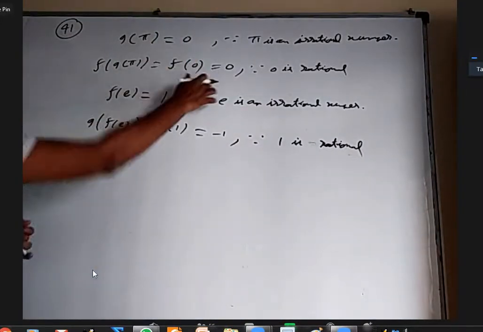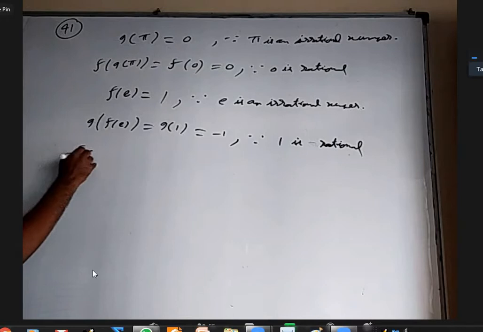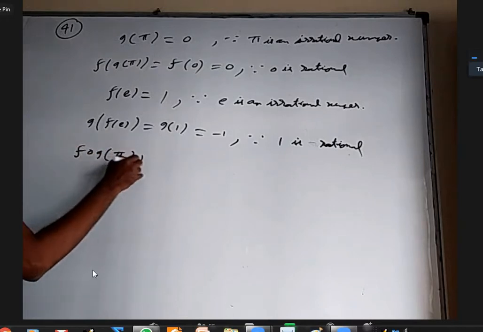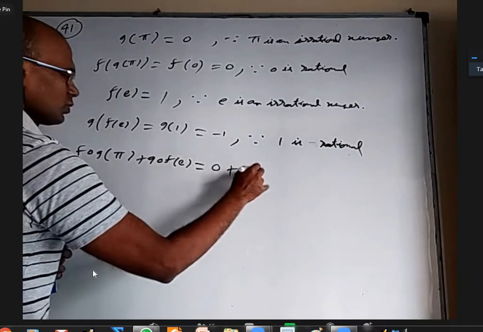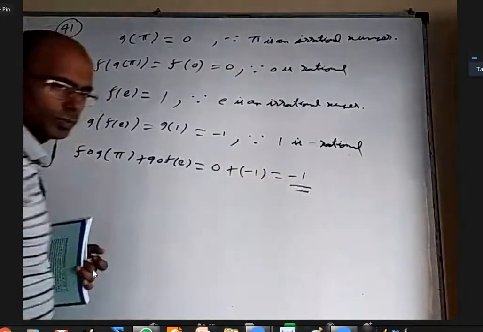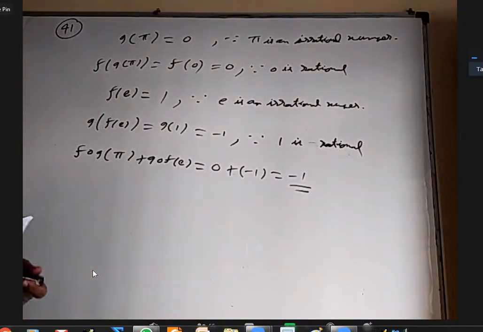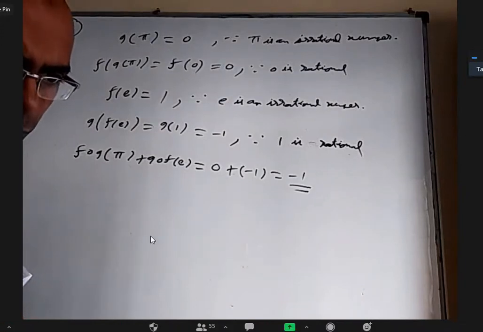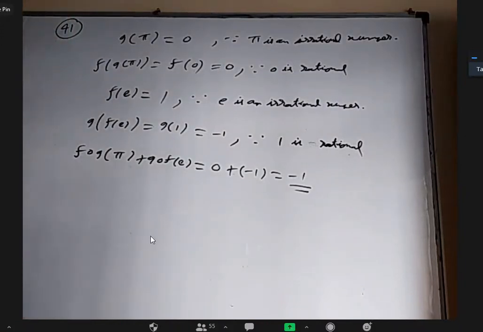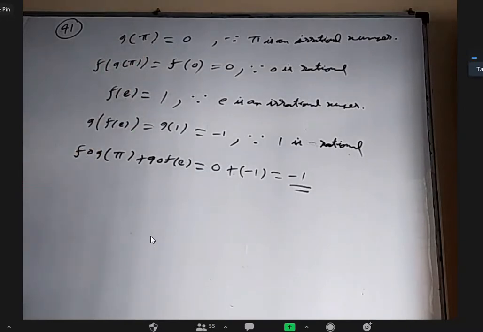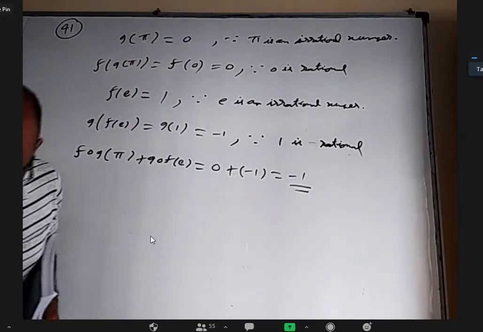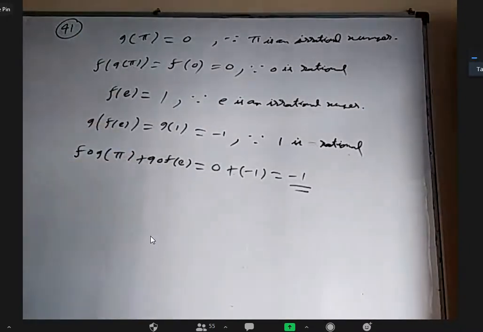Okay, so one answer is 0, one answer is minus 1. We want their sum, f circle g of pi plus g circle f of e. One is 0, one is minus 1, so it is minus 1. Nothing difficult. You just have to find the inner part, the outer part. You have to know that pi and e are irrational numbers. If at all you write in decimal form, they are non-terminating, non-repeating decimals.